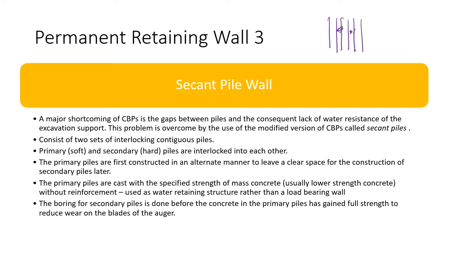The primary piles are first constructed in an alternate manner to leave a clear space for the construction of the secondary piles later. The primary piles are cast with a specified strength of mass concrete, usually lower strength concrete without reinforcement. That's why kita panggil dia soft, used as water retaining structure rather than a load-bearing wall. The boring of secondary piles is done before the concrete in the primary piles has gained full strength. Okay, that's why kita boleh buat masa dia tengah soft lagi, to reduce wear on the blades of the auger.